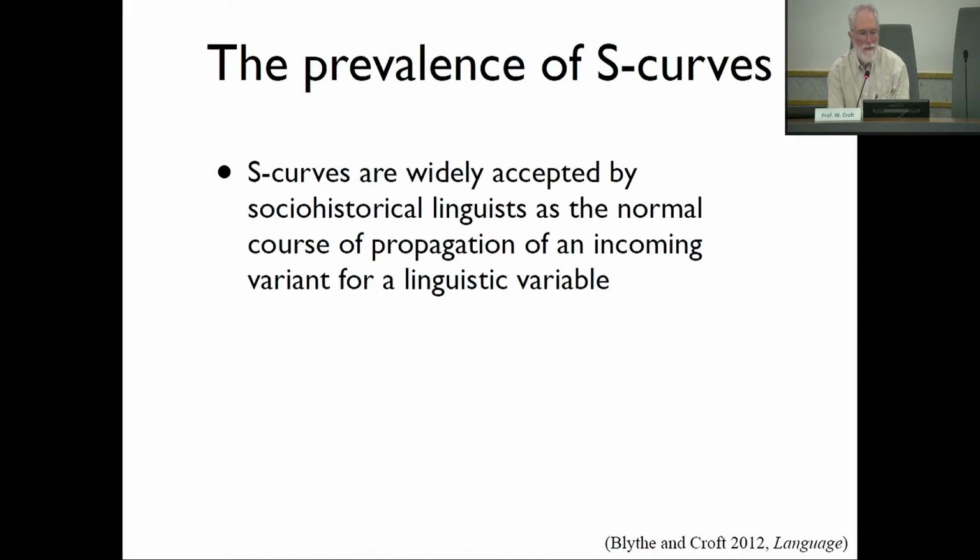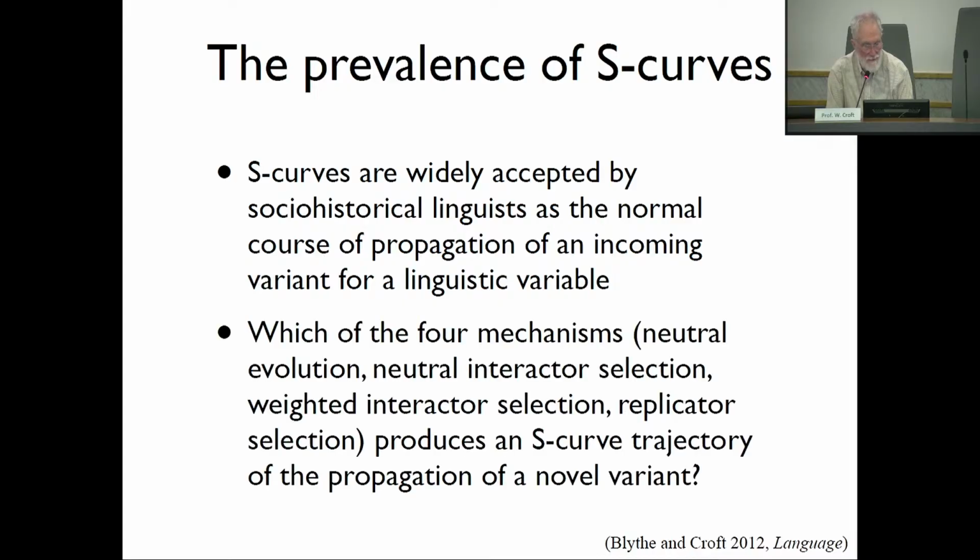And so it's widely accepted by socio-historical linguists that it's the normal course of propagation at the population level for an incoming variant, a new variant for a linguistic variable. And I documented a bunch of these examples from the literature. So the question we posed ourselves is, which of these four mechanisms produces an S-curve trajectory of the propagation of a novel variant? Again, we can now model that. We're looking at this all at a population level, which is good because that's where the S-curve emerges.